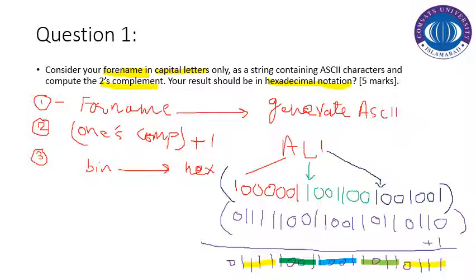Now if you observe the binary pattern of 4 bits, this thing is 7, this thing is 8 plus 2 is 10, 10 plus 1 is 11, that is B. This is 9, this is also 9, this is F, and this is 0. So the final answer is 0 F 9 9 B 7.